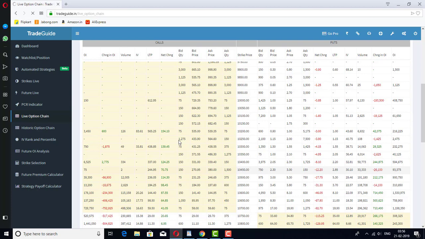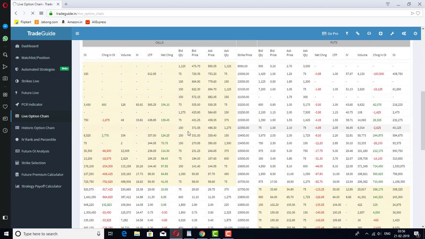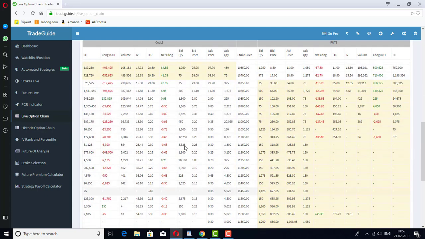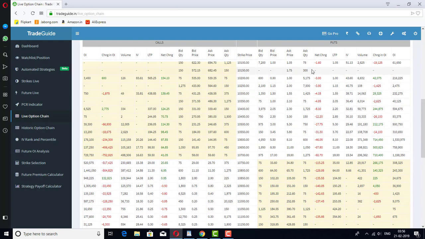You can see that here all the contracts are highlighted in yellow color, and below all the contracts are highlighted in white color. Similarly, on the put side, the contracts above are highlighted in white color, and below that all the contracts are highlighted in yellow color. What this means is that the yellow highlight is for the in the money contracts, and the white highlight on both sides is for the out of the money contracts.